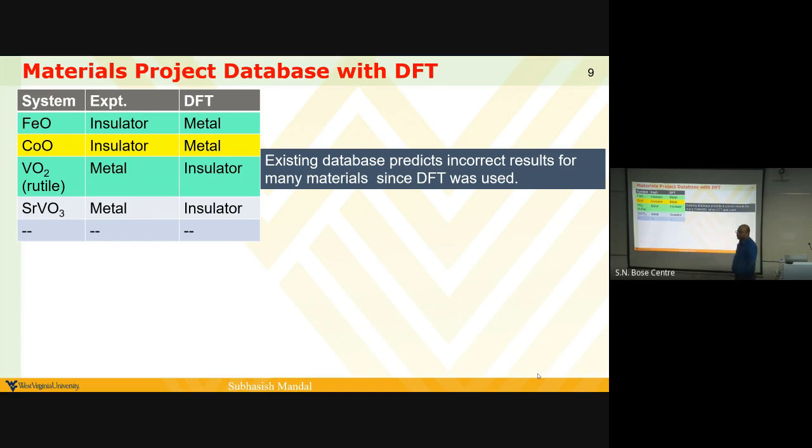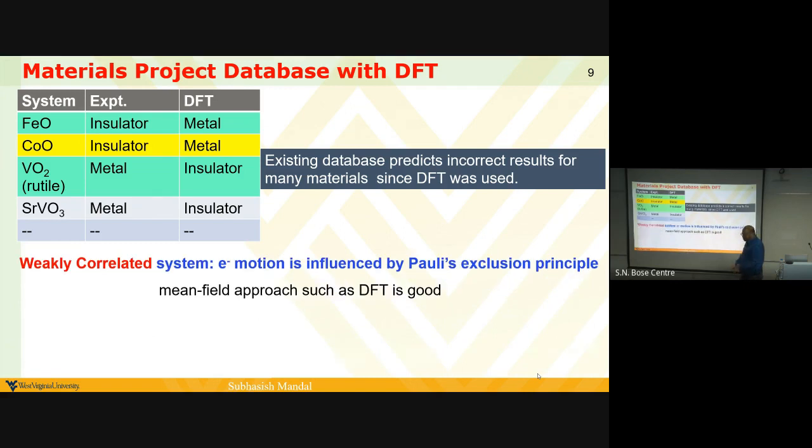If you do a DFT calculation, you will show a metal. And the vice versa is also true. So it is something that does not occur only in a few instances. And we can actually categorize two types of material.